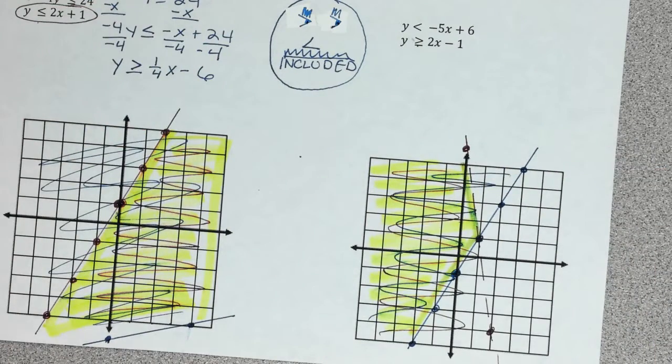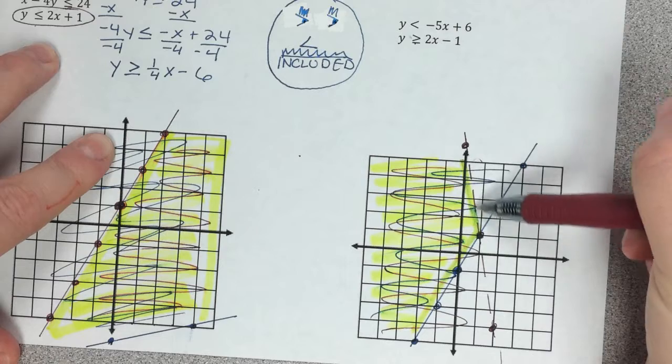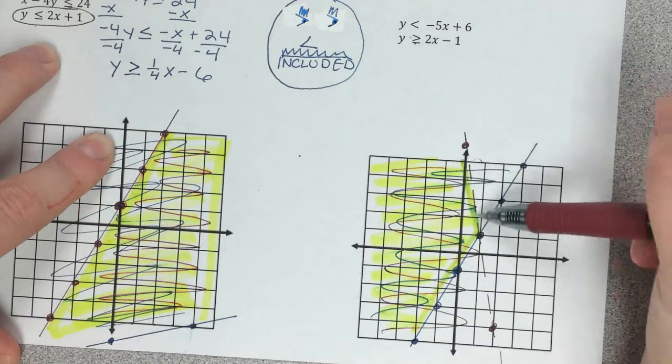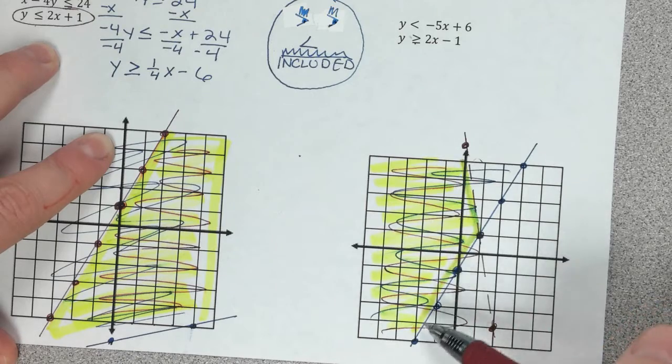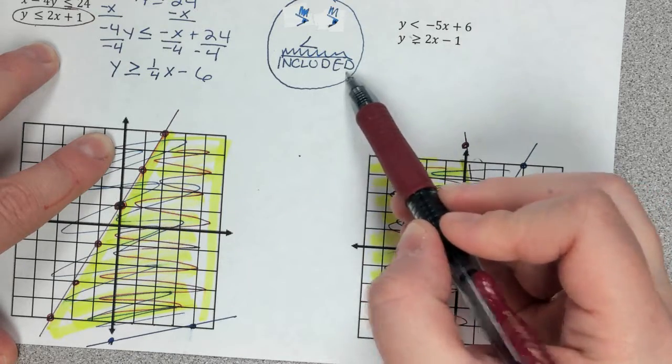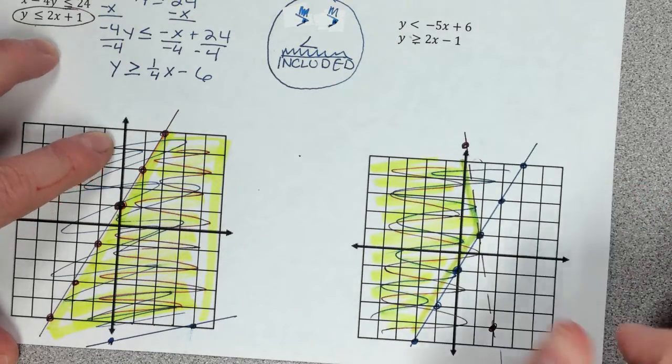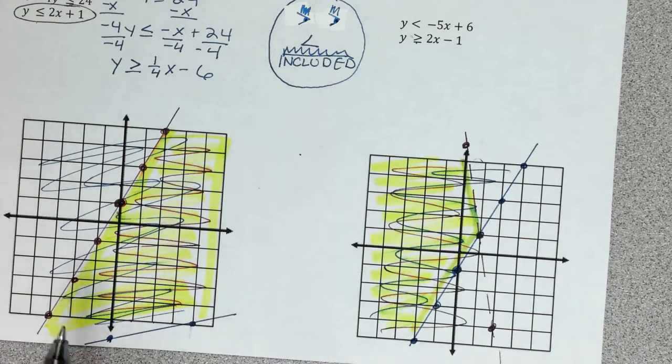Now, if it is on this dashed line right here, it is not a solution. But if it's down here on this solid line, it is, because that solid line is included. That's why we put a solid line on there. Okay? So now we've practiced solving systems by graphing.